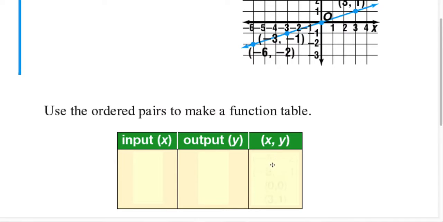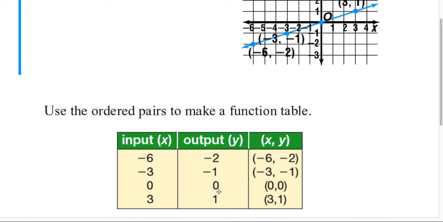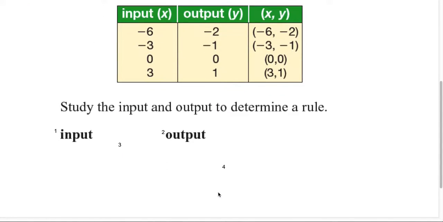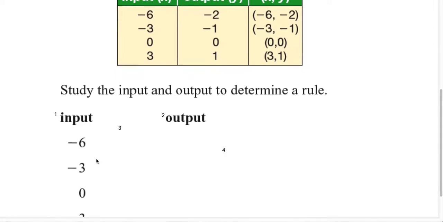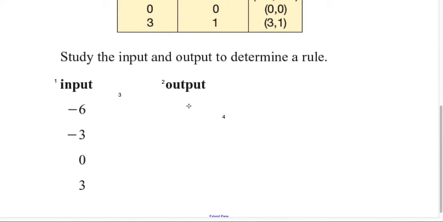And the points are -6, -2, -3, -1, 0, 0. And then we have 3 and 1. That tells us what our input is, which is -6, -3, 0, and 3, and our output would be -2, -1, 0, and 1. And if we analyze the function table, our input would be -6, -3, 0, and 3. Our output would be -2, -1, 0, and 1.